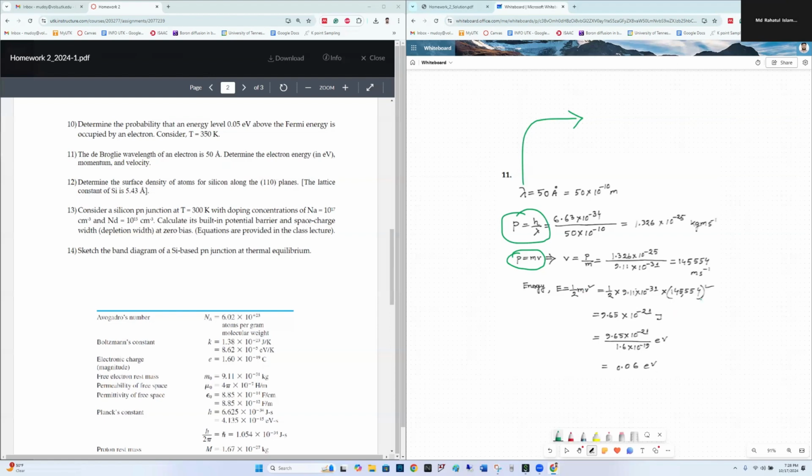As you have put everything in SI units, you will get the energy in joules. If you want to convert this to electron volts, just divide by the electron charge and you'll get the result in electron volts. So now let's move to problem number 12.